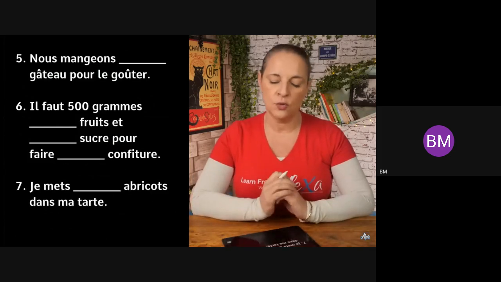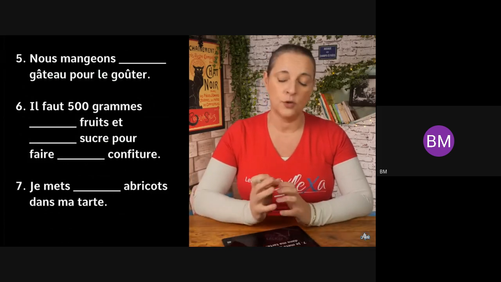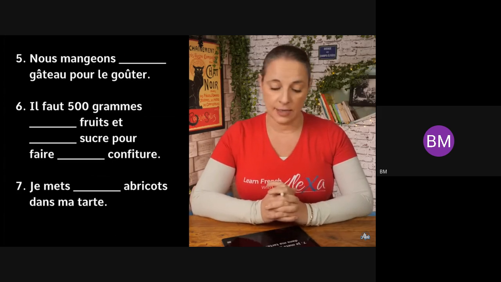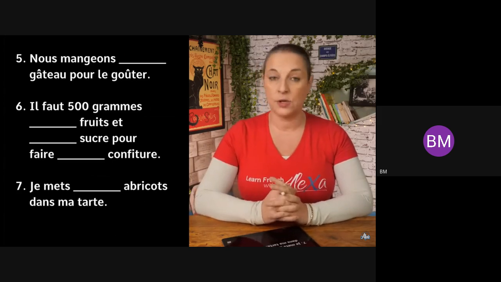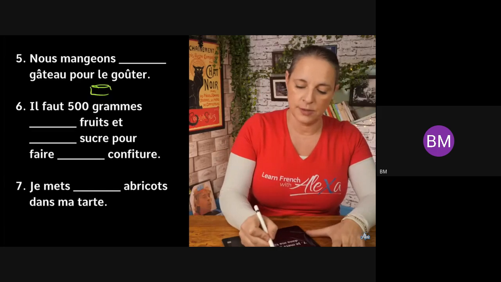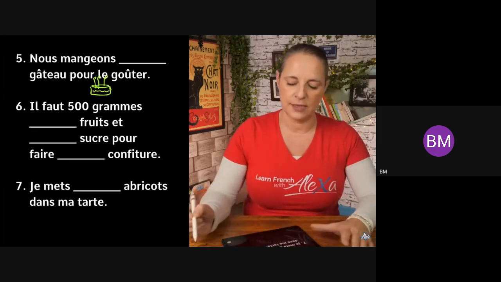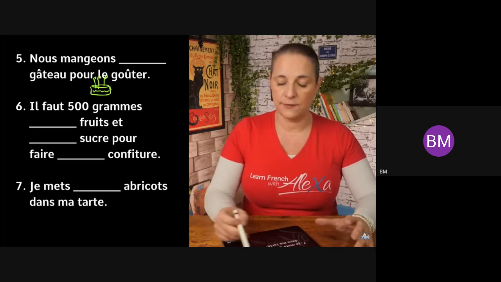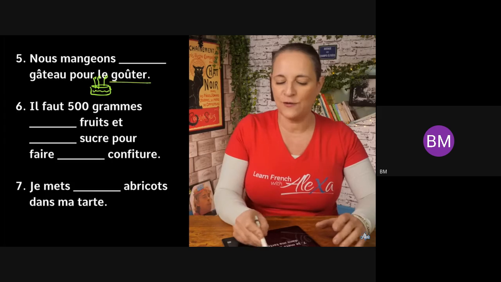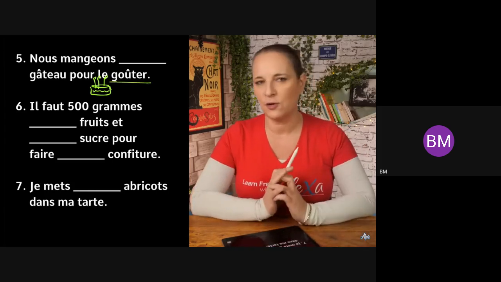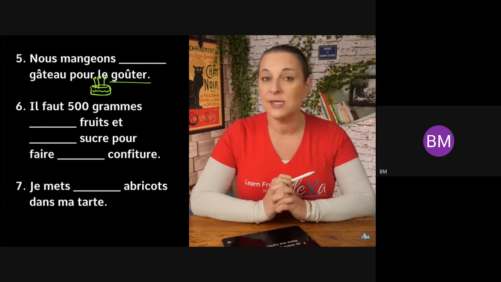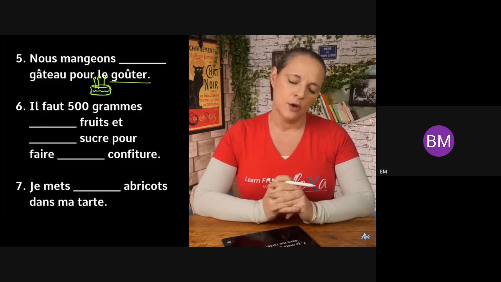Numéro 5. Nous mangeons, and then gâteau pour le goûter. Now, nous mangeons, we are eating some gâteau, some cake. And I'm going to draw because, as you know, I do like my drawings. That's my gâteau, birthday cake. Okay, so we are eating some cake for goûter, 4 o'clock. You know the 4 o'clocks, that's what you eat at 4 o'clock when you're a little peckish, and we call that le goûter. It's a snack, okay?